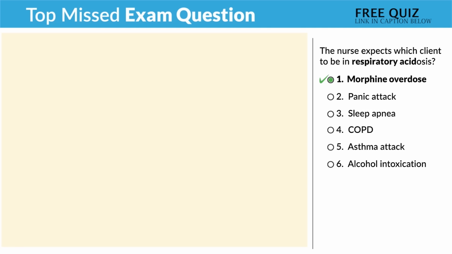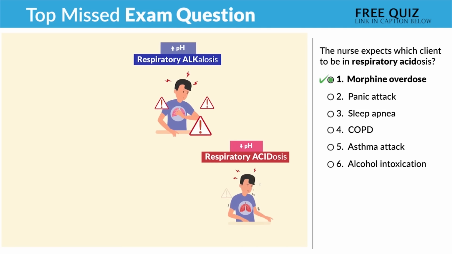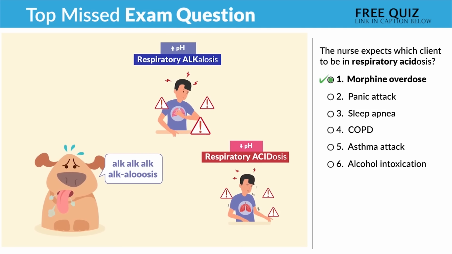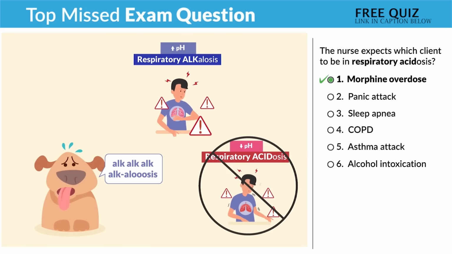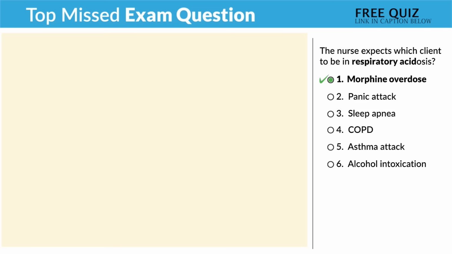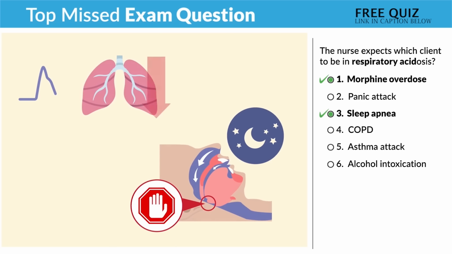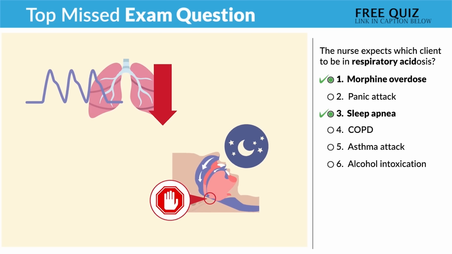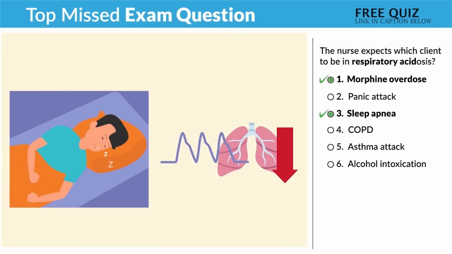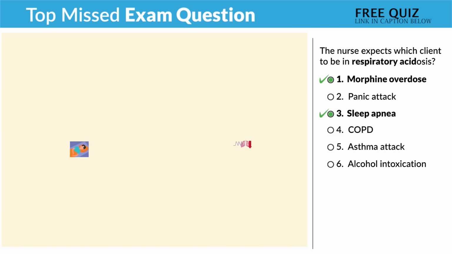Now option 2 is incorrect, a panic attack. We have fast, rapid breathing, more alkalosis, not acidosis. Now option 3 is correct, sleep apnea. Yes, we have slow acidosis. Remember, like snoring, acidosis.